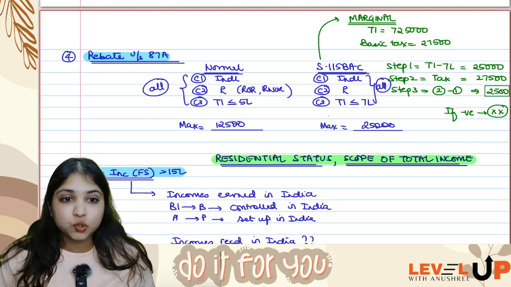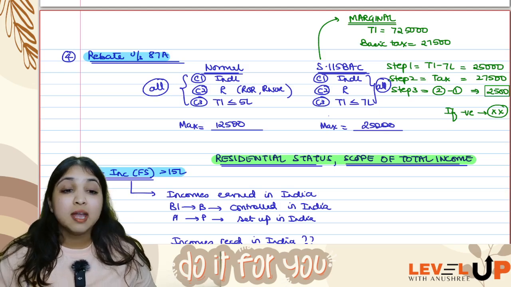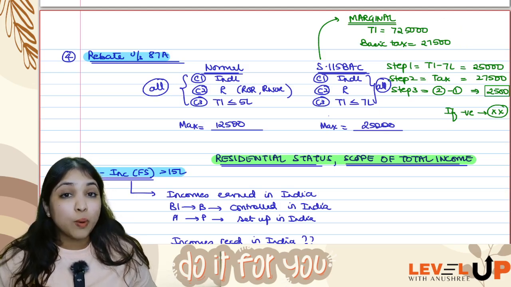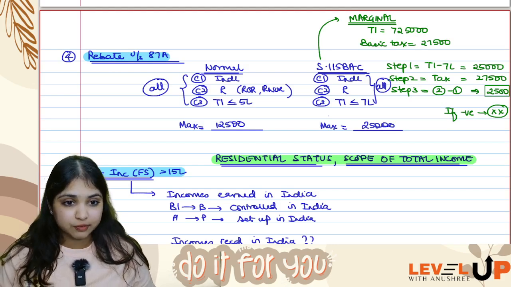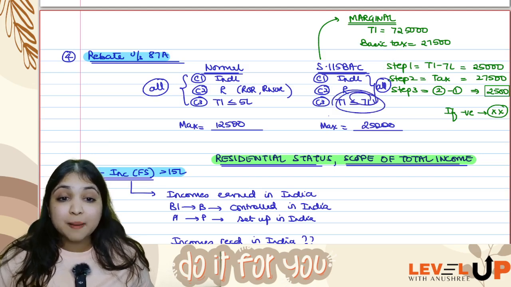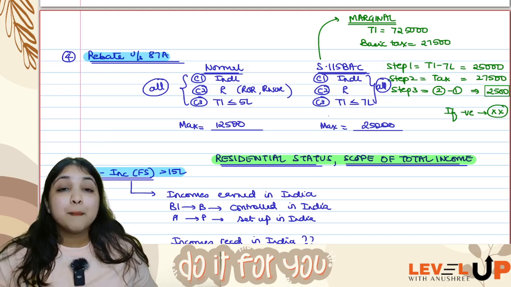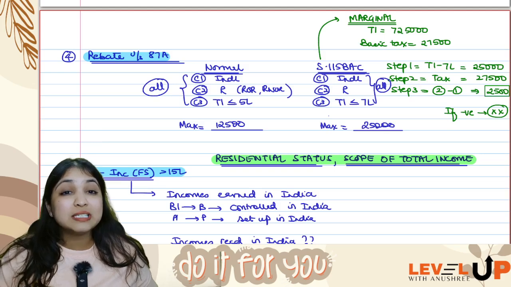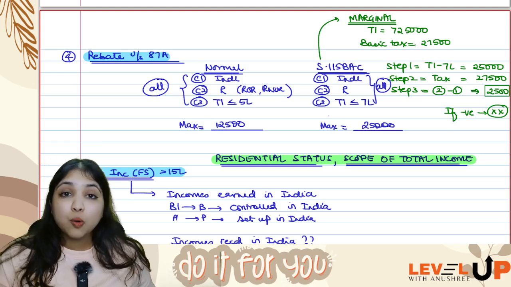Like for example, if the total income is 7 lakh 25,000 and for this, let's say the basic tax as per 115BAC is 27,500. Then in that case, you will be doing three steps. Basically, even if your income is more than 7 lakh, generally you will get rebate only if income is within 7 lakh. But even if income is more than 7 lakh, you will still have relief relating to rebate. But how will you calculate?